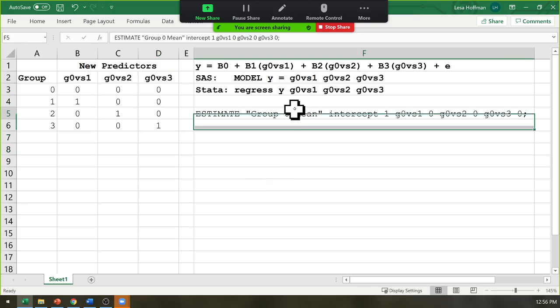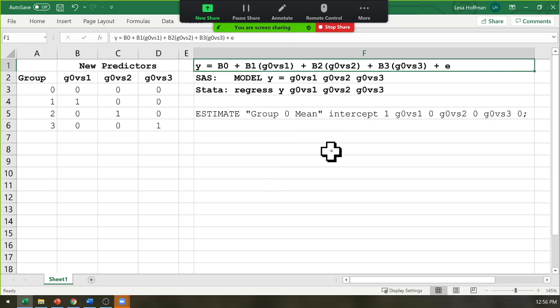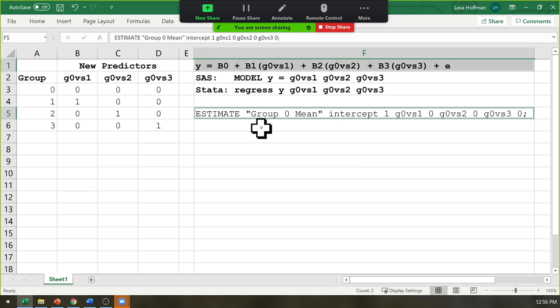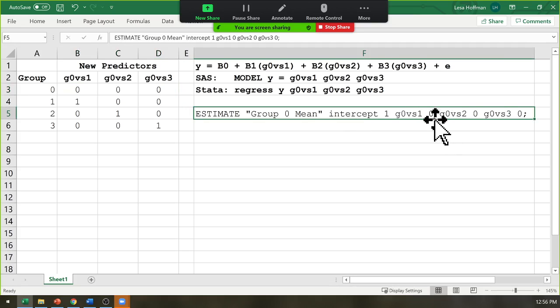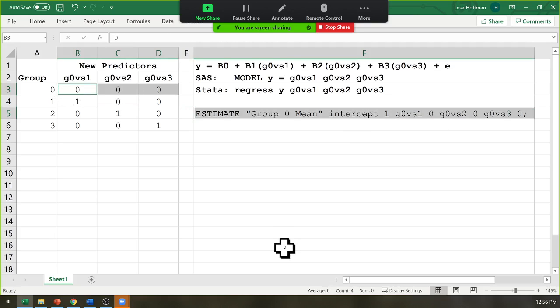Okay, so this model equation then tells us how each of the group means is going to get made. So here's one for the control group. I need one beta 0, and then I need to fill in the values for whatever we did for group 0 for my new predictors. And that's why the 3 new predictors have zeros after them, because that corresponds to the coding scheme for group 0.